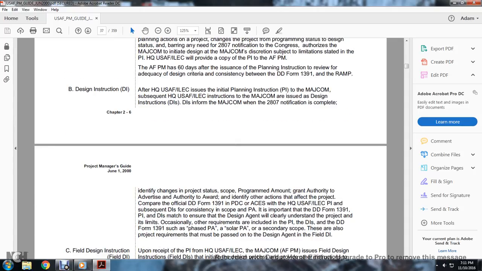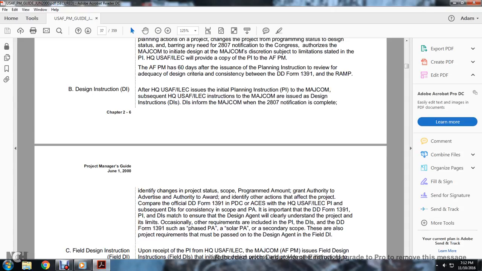It notifies of changes in project status, scope of the program, and the amount of the grant authority or advertised authority of the award. Identify the other actions affected by the project compared with the official Department of Defense 1391. The PDC ACES of the headquarters U.S. Air Force Engineering program and instructions, and subsequent design instructions, are consistent with the scope of the PA and the important items of the Department of Defense Form 1391.